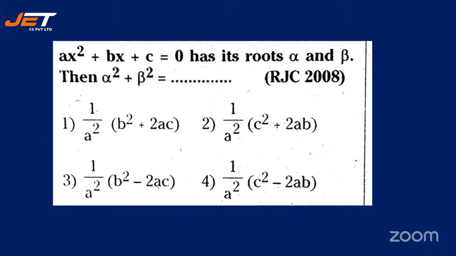So you can do like this. What is alpha plus beta? Minus b by a. What is alpha beta? C by a. So using this alpha plus beta, alpha minus beta, you can use the alpha minus beta the whole square formula, where a minus b the whole square is a square plus b square minus 2ab. With that, you can get the answer for this. So you can quickly work out and give me the answer.